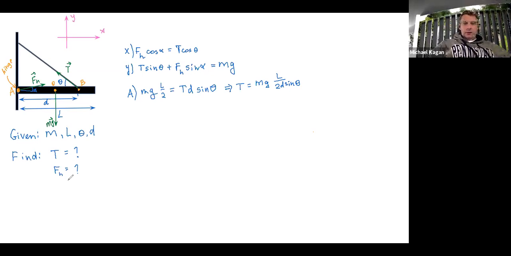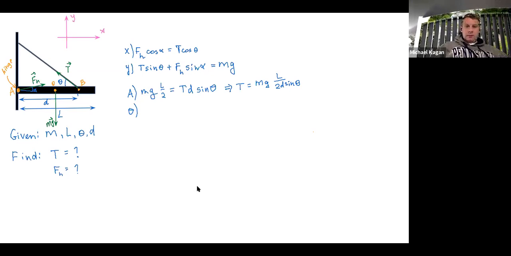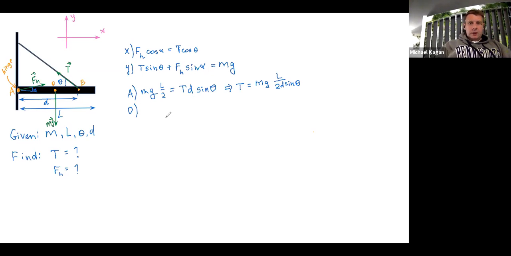The rest will be finding FH. So we need to write some equation that contains it. What do you guys want? Let's do O maybe. So who wants to spell it out? Gravity doesn't contribute, but these two guys can compete.